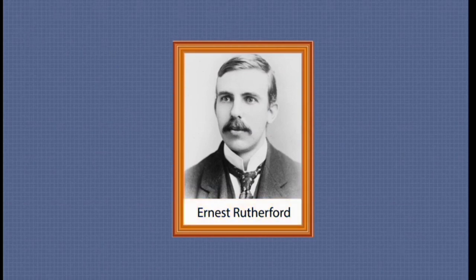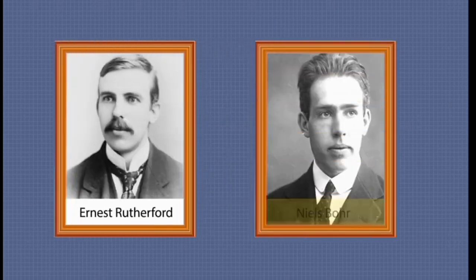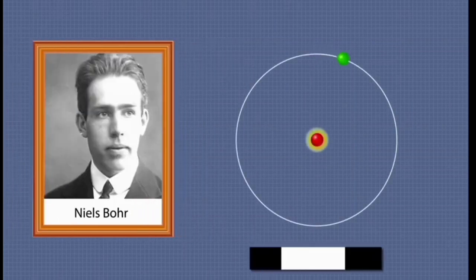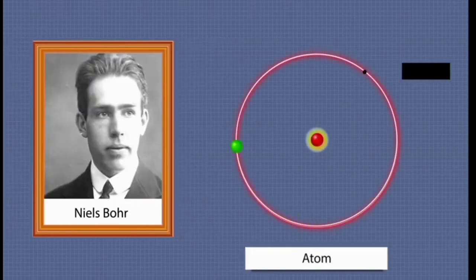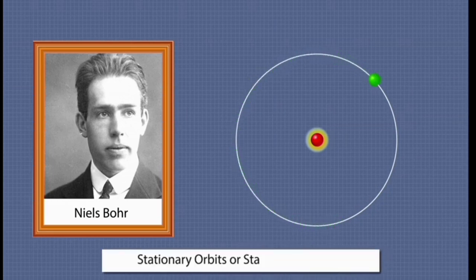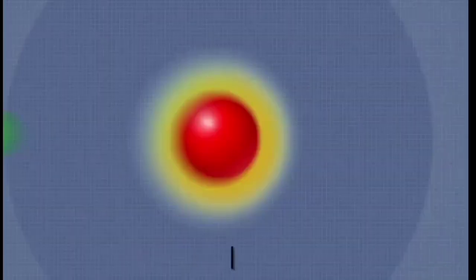Keeping the shortcomings of Rutherford's model in mind, Niels Bohr formed his postulates about the structure of an atom. Electrons revolve in discrete shells called orbits. Electrons revolve in their orbits without radiating energy. Within a particular orbit, the energy of an electron is constant. This is why orbits are called stationary orbits or stationary shells.